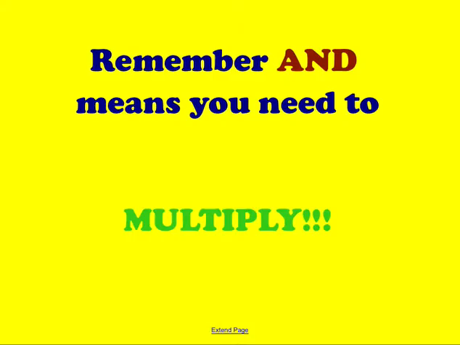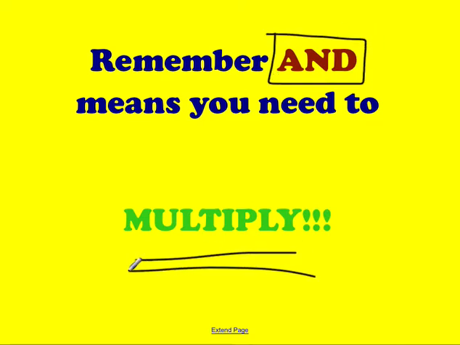Okay, so remember, when you see the word "and," it tells you that you need to multiply. So if you're reading through a probability problem and it's talking about 2 probabilities and there's an "and" in the middle, then you know you need to multiply those 2 probabilities. So let's take a look at this first one.